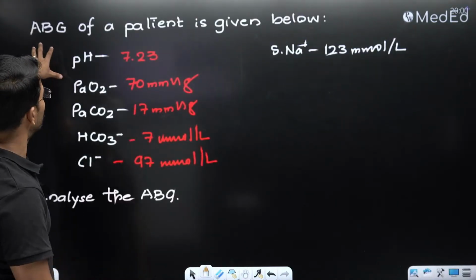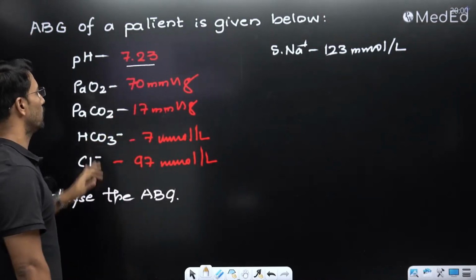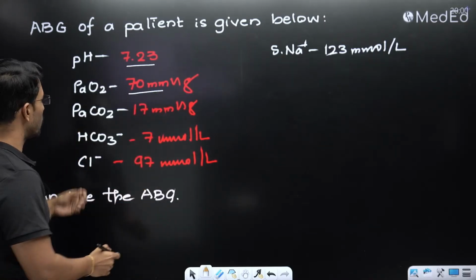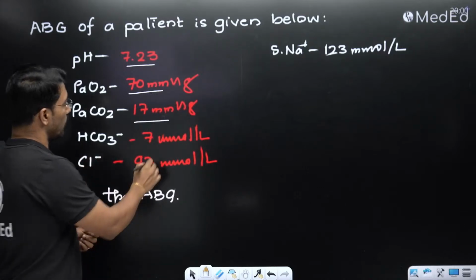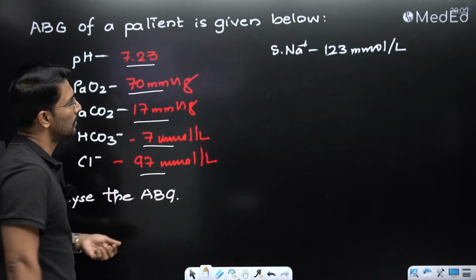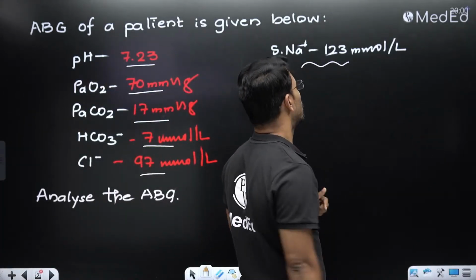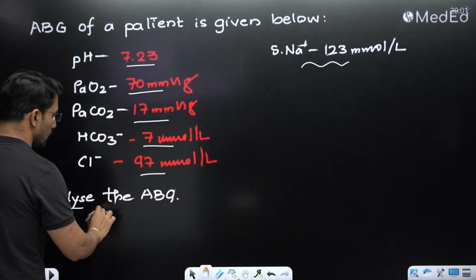So here is the problem. Patient's ABG: pH is 7.23, partial pressure of oxygen is 70 millimeters of mercury, the carbon dioxide partial pressure is 17 millimeters of mercury, and bicarbonate is 7 millimoles per liter. Chloride is 97, and they have also told us about the patient's sodium, which is 123 millimoles per liter, and then they're asking us to analyze the ABG.